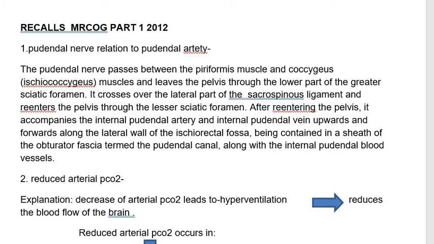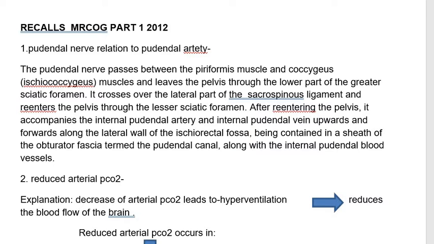The pudendal nerve passes between the piriformis muscle and the coccygeus muscle, or you can say the ischio-coccygeus muscle, they are the same muscles, and it leaves the pelvis through the lower part of the greater sciatic foramen. It crosses over the lateral part of the sacrospinous ligament and re-enters the pelvis through the lesser sciatic foramen. After re-entering the pelvis, it accompanies the internal pudendal artery and internal pudendal vein upwards and forwards along the lateral wall of the ischiorectal fossa.